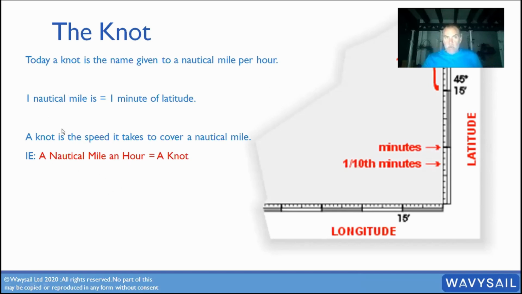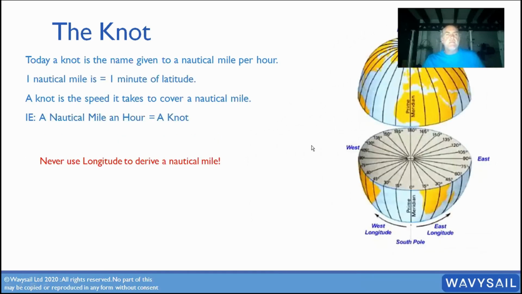Don't get the nautical mile an hour confused in any way with a statute mile. They're different distances. So the miles that we see on the motorway, it's 40 miles to Eastleigh, they're different distances to nautical miles. They're not the same. Statute miles are different. Okay.